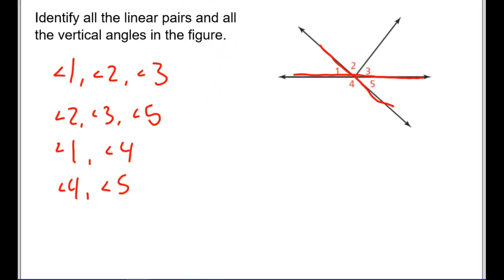Now let's look at vertical angles. Remember, vertical angles are across from each other when I have 2 lines. So I see that 1 is a vertical angle to 5, and 4 is a vertical angle to 2 and 3 added together. I can do that. So those would all be my vertical angles.